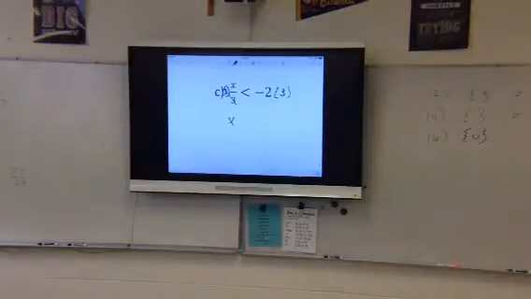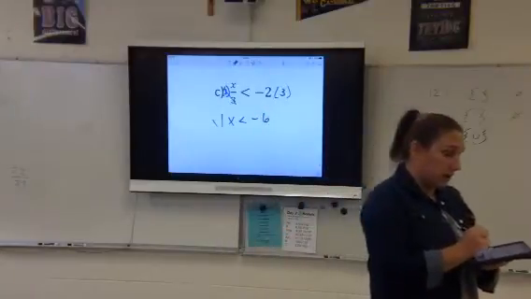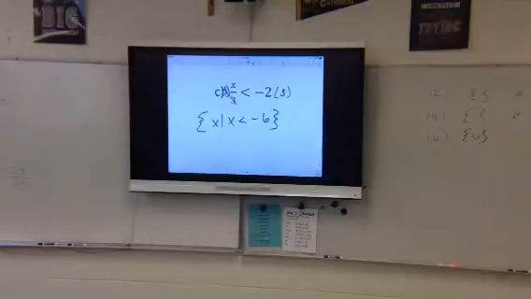So x is less than -6. Okay? And then finish it off into set builder. The variable's already up front, so we're good there. So line, X, and set bracket. Okay? Everybody okay so far?